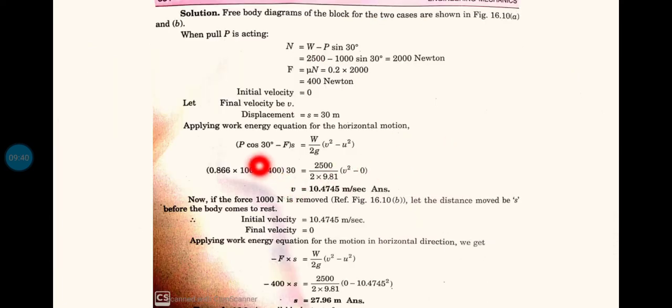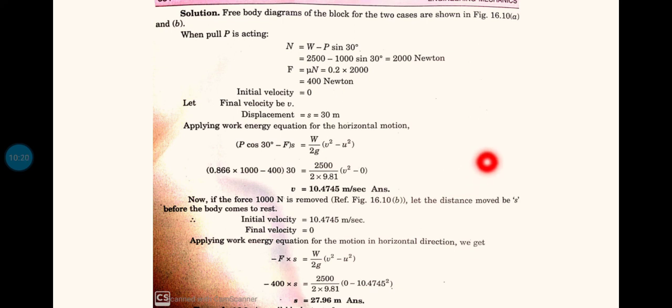So you can write P cos 30 minus F; this term is the net force, and into S will give the work. So work equal to P cos 30 minus F into S is equal to the change in kinetic energy, half m V square minus U square. Instead of m, I am writing W by g, since W equals m into g, so m equals W by g. So W by 2g into V square minus U square. The only unknown term is V square. From this equation you will get V is equal to 10.4745 meter per second.